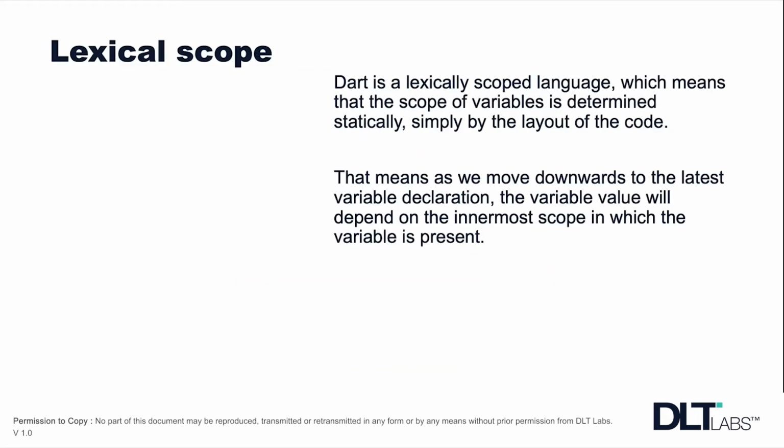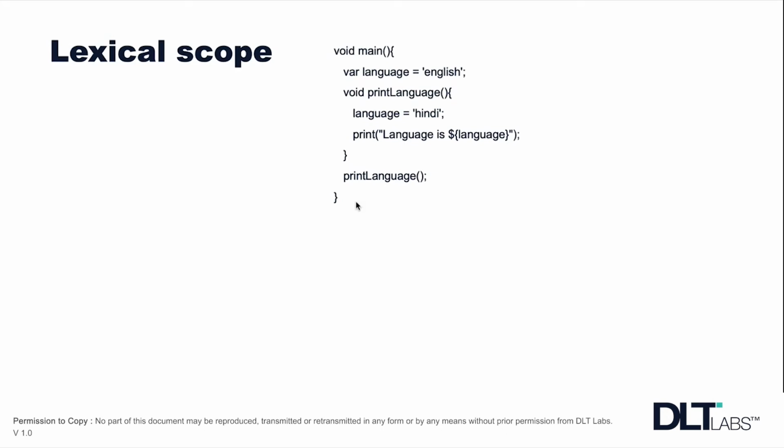Lexical scope. Dart is a lexically scoped language, which means that the scope of a variable is determined statically, simply by the layout of the code. What does that mean? That means as we move downwards to the latest variable declaration, the variable value will depend on the innermost scope in which the variable is present. For example, you can see this example.